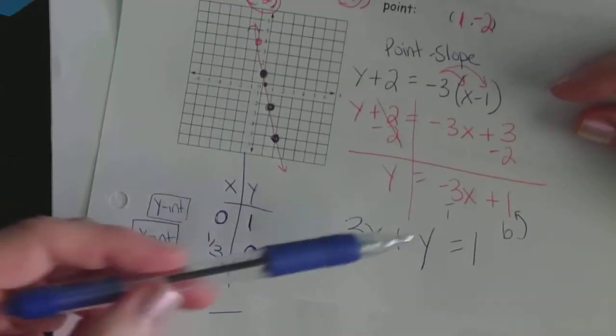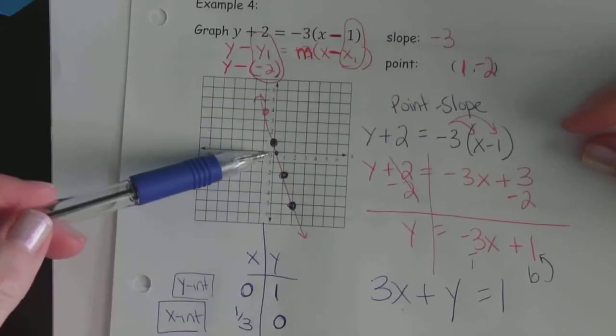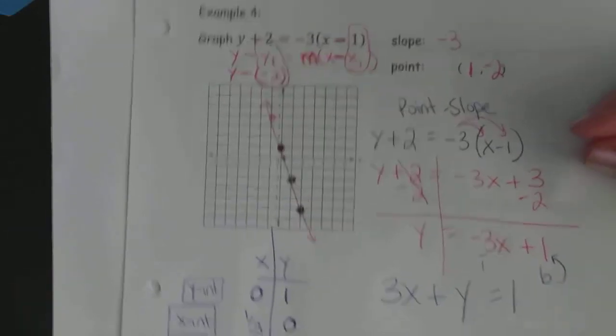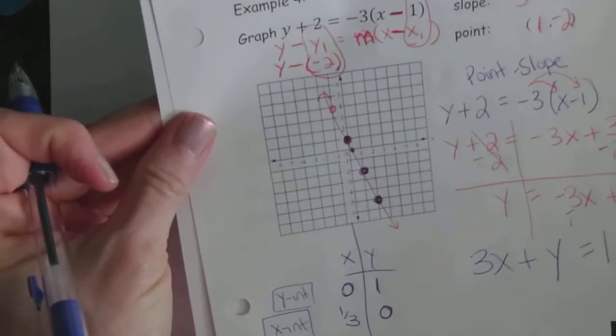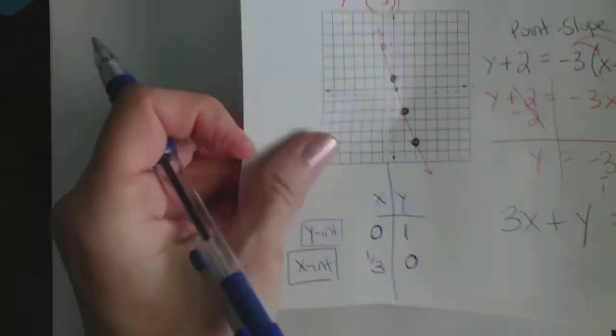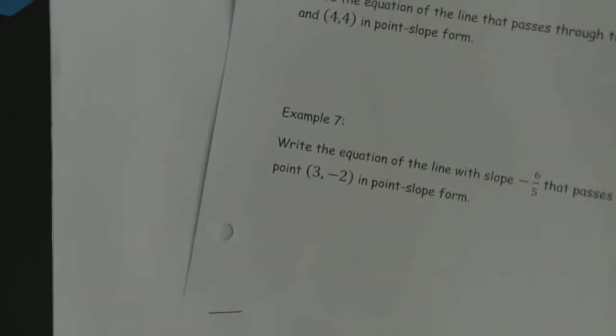They're all connected. Point slope, boom. To slope intercept, bam. To standard, ta-da. They're all just the same line in different outfits. So I hope you're catching that as we work through this.